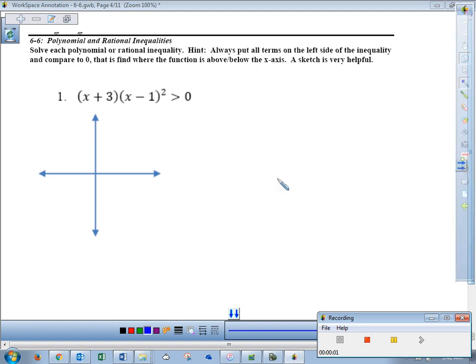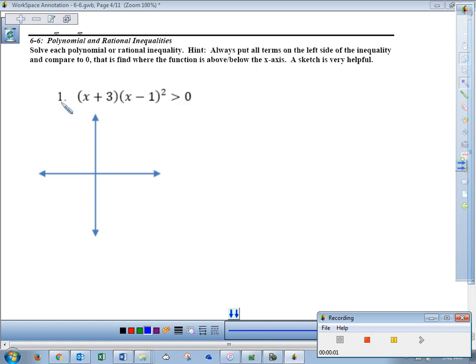6-6, college algebra, last lesson of the semester. What we will do is find where the polynomial function or a rational function, depending on what they give us, is either greater than or less than 0. We want to know when it's positive or negative, stuff like that.